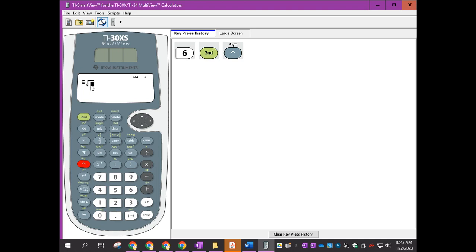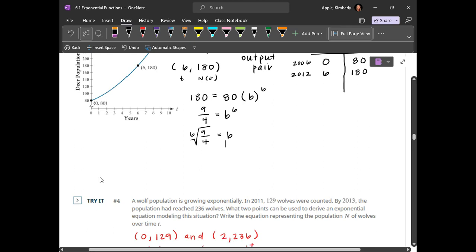Notice now I have a 6th root, and I can place the fraction inside using the normal fraction button, and that will calculate the 6th root for me, which is approximately 1.1447. And so that's how to calculate a root that's not a square root in the TI-30 calculator.